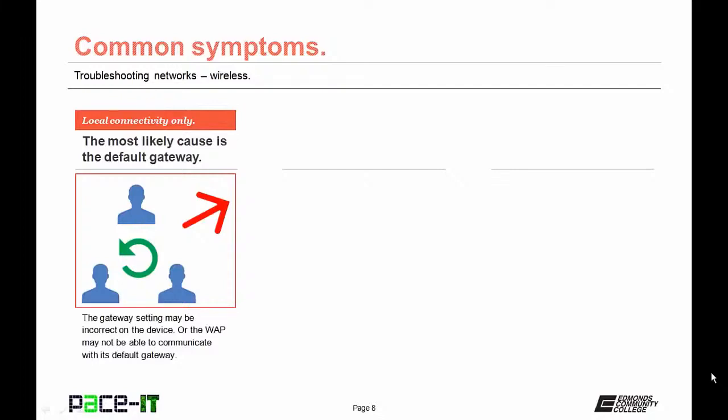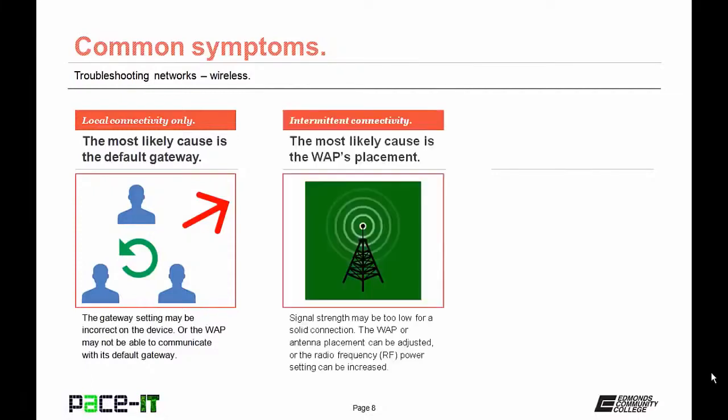So you need to check that, and that's the most probable cause for only having local connectivity. In a wireless network, intermittent connectivity is caused by the signal strength being too low for a solid connection to occur. You can adjust the placement of the wireless access point or adjust the placement of the antenna to see if you can get the signal strength up. If all else fails, you can turn up the radio frequency power on the WAP.